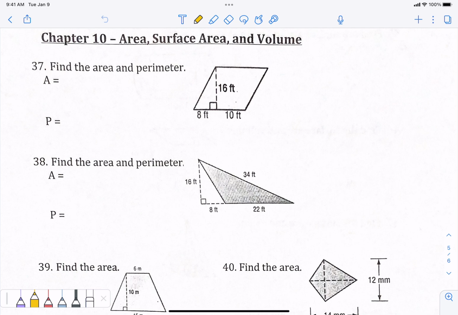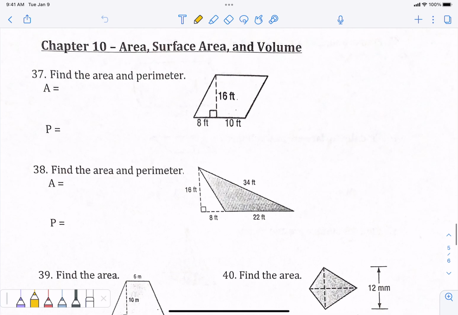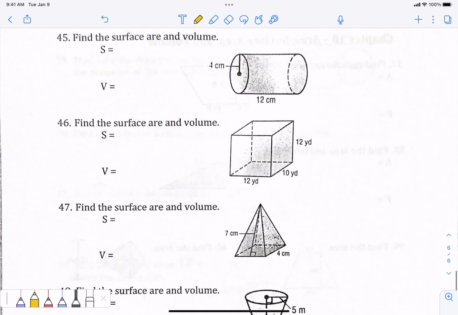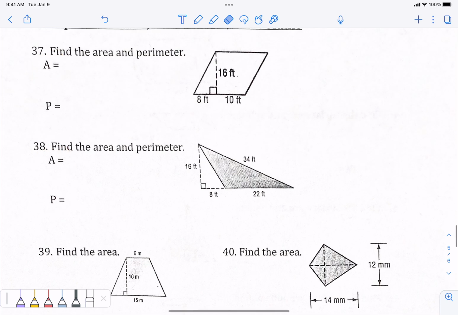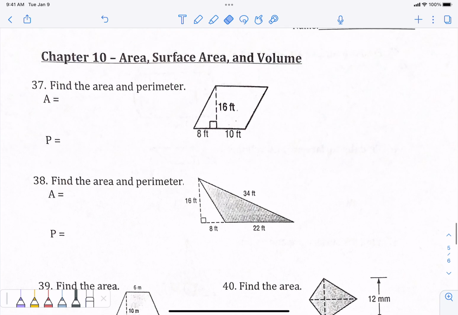So starting with 37, one more thing that I will say is that on all of these that have area and perimeter, and then on the back side where it has surface area and volume, on the test, I will not make you do both. I will just say, find the volume of this, or find the surface area of that. So you will only have to do one of them, but I'm doing both of them for each problem so that you have both formulas. Does that make sense? Okay, so on the review we do more, but on the test you only have one of each of these, okay? But I'm doing both of them so you have the formulas, all right?